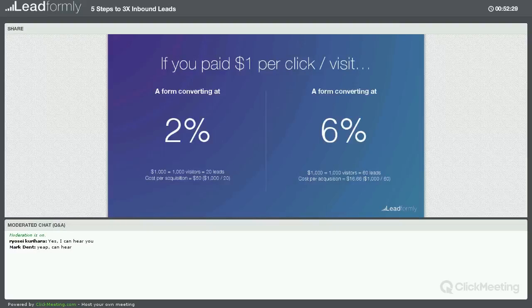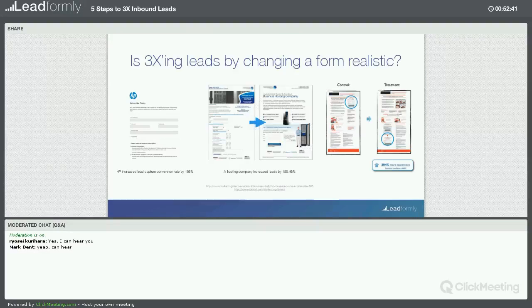So when you increase the conversion rate at the bottom of the funnel on your lead capture form, you not only capture more leads, but you reduce the cost per acquisition. So you have this double whammy effect that increases the results. Now, you might be wondering, that's mathematically all well and good, but can you actually triple leads by changing a form? Is that actually realistic? And the answer is a resounding yes.